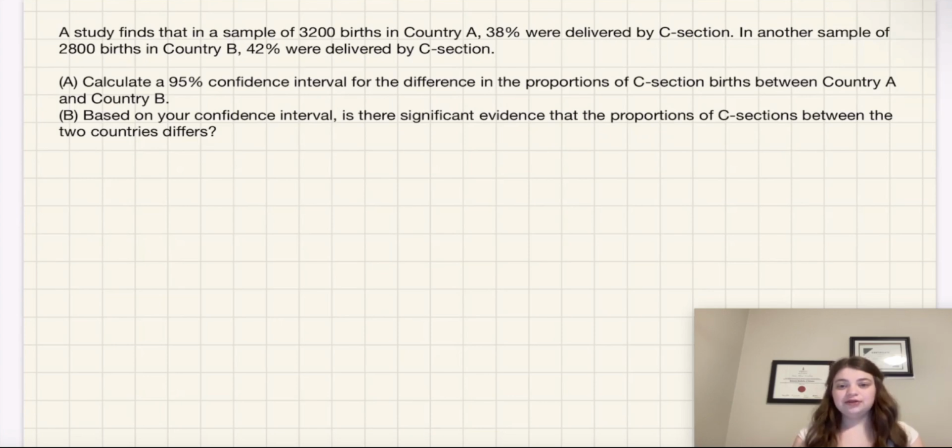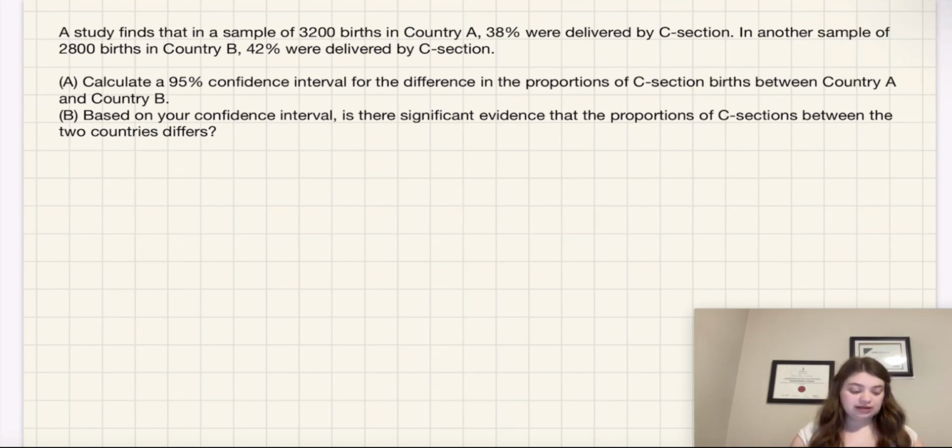The question says a study finds that in a sample of 3,200 births in country A, 38% were delivered by C section. In another sample of 2,800 births in country B, 42% were delivered by C section. So clearly in country A, it was a bit less, a few less C sections than country B proportionally, based on the samples that were provided. So here we're asked to calculate a 95% confidence interval for the difference in the proportions of C section births between country A and country B.